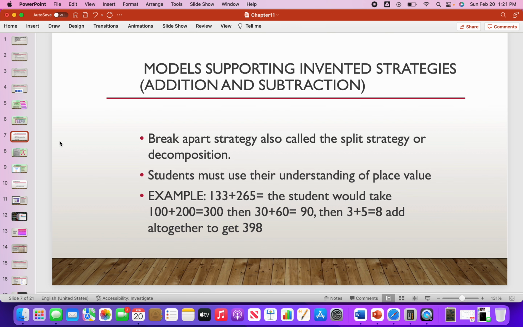133 plus 265. The student would take 100 plus 200 to equal 300. Then they would take their tens, 30 plus 60 equals 90. Then their ones, 3 plus 5 equals 8. And they would add all of those together to get 398.